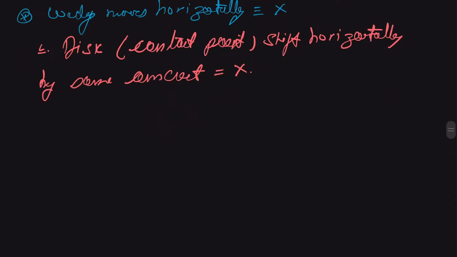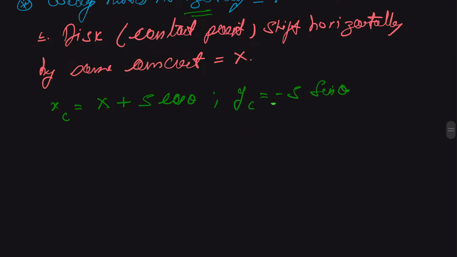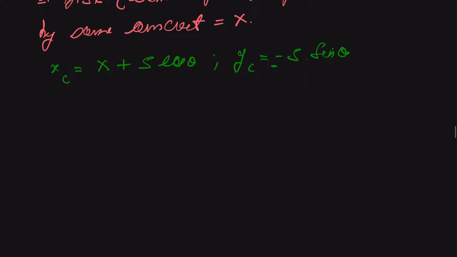Therefore, we can write that the x coordinate of the center of the disk will be equal to x plus s cos of theta, and its y component will be equal to minus s sine of theta, because our wedge only moves horizontally. Therefore, there is no vertical component from our wedge. Now from here we can easily find out their velocities as well as accelerations.